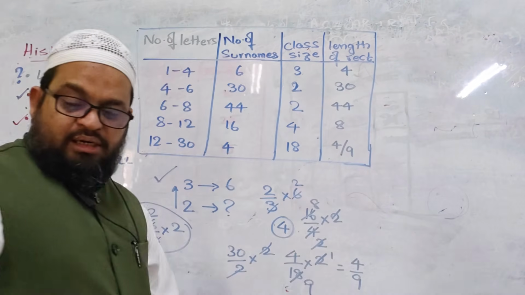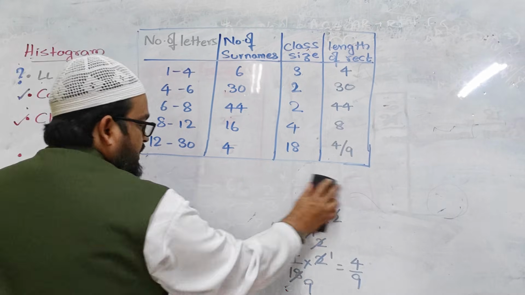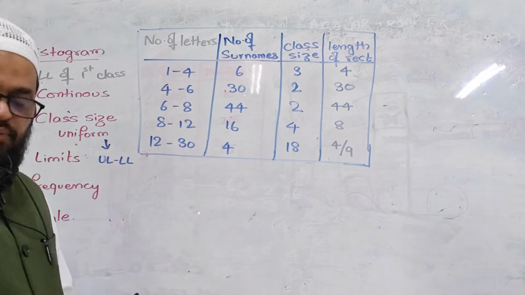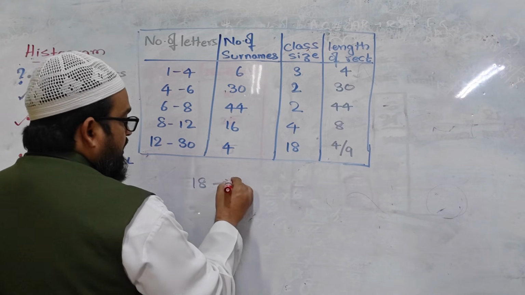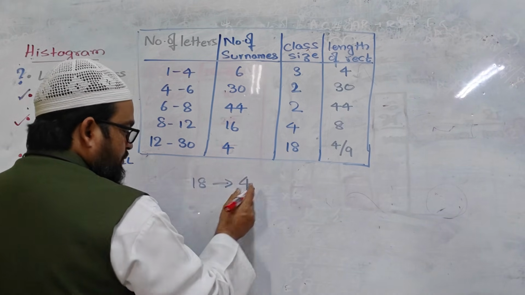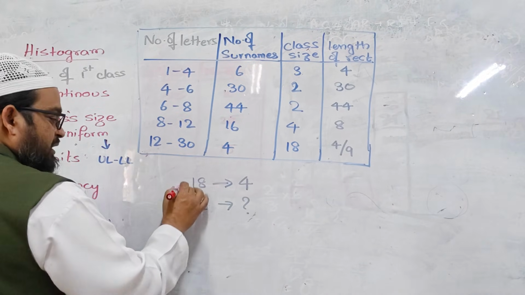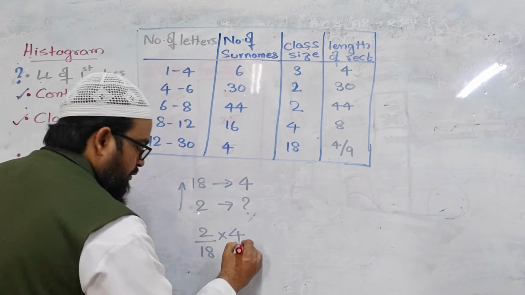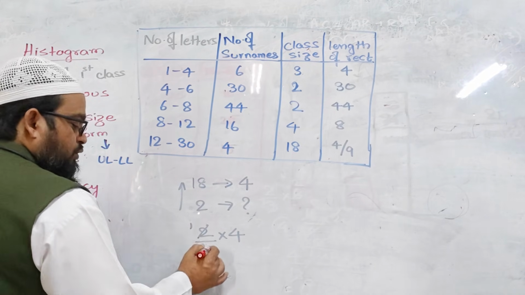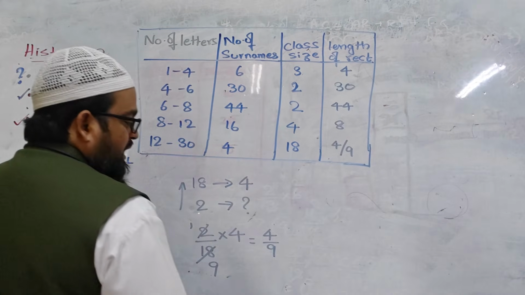Or you can understand it, I'll explain with the concept. Okay? The last one. For class size 18, the length of the rectangle is 4. For class size 2, how much? Unitary method. So it is 2 divided by 18 into 4. Understood? 2 1s are 2, 2 9s are 18. So it is equal to 4 by 9.